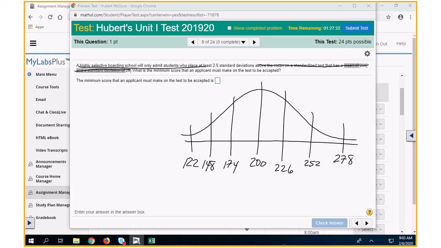Now, the boarding school says a highly selective boarding school will only admit students who place at least 2.5. At least 2.5. So that means your lowest Z-score is 2.5. Everybody with me? So that means 1, 2, right there. So they take these people right here.